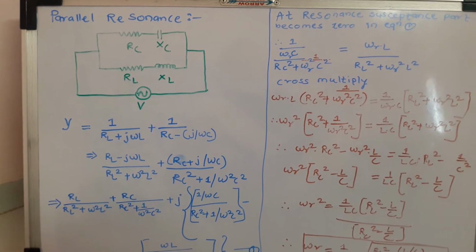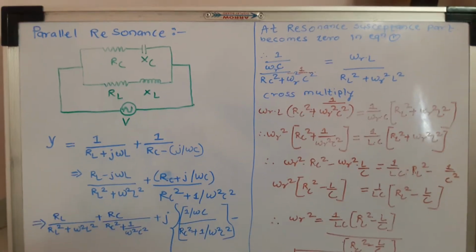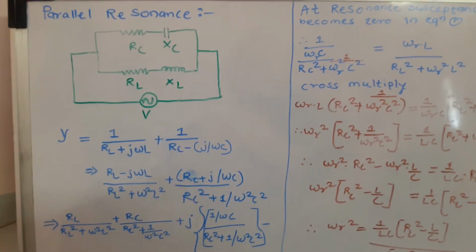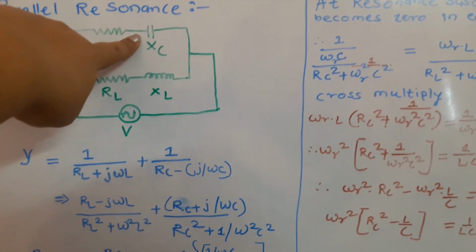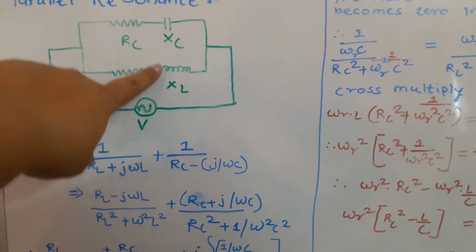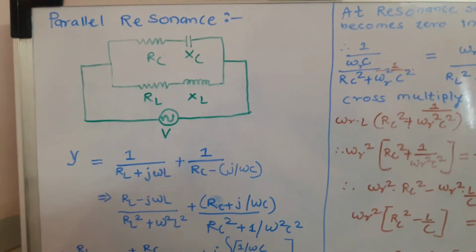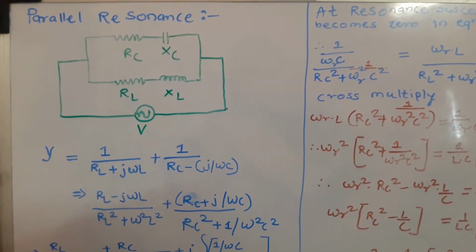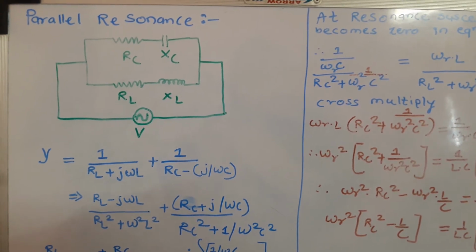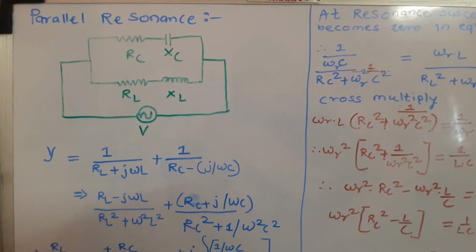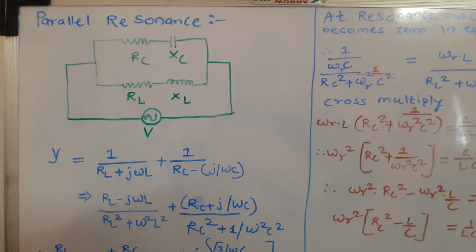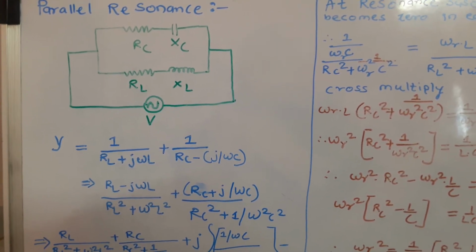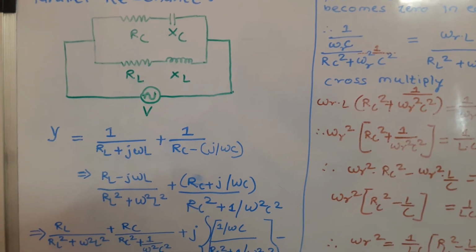Therefore, the two currents in these two branches, the capacitor branch being the first branch and the inductor branch the second, are equal in magnitude but opposite in phase, so they cancel each other at resonance and the total current is 0. So the condition for resonance occurs when XL becomes equal to Xc.